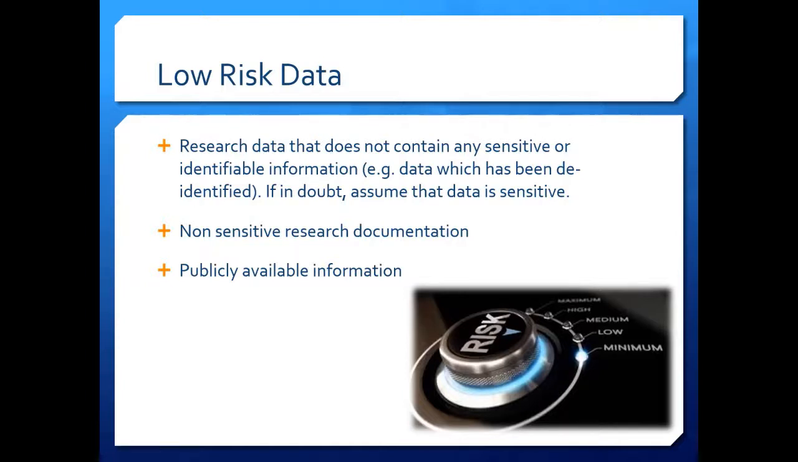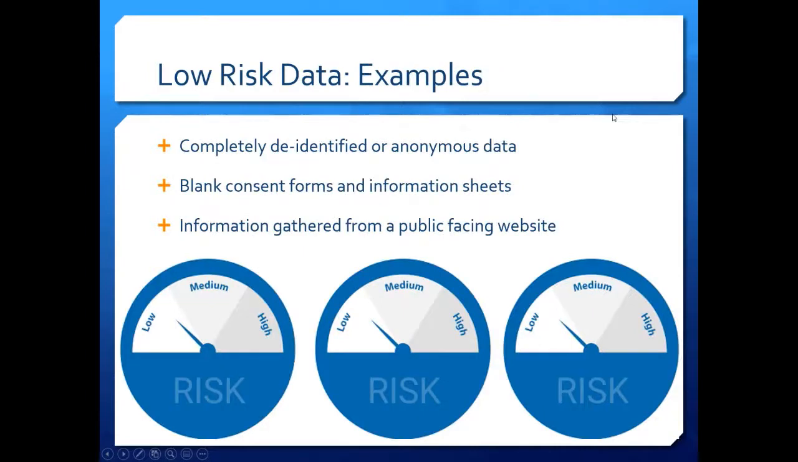And so in our next slide, you can see we talk about low, medium, and high risk data. So the next slide is low risk data. We provide some examples of that, so things that don't contain sensitive or identifiable information. Also, if in doubt, assume that data is sensitive. That information is all over our tools. So we provide some examples of low risk data, such as completely de-identified or anonymous data, depending on its content, blank consent forms and information sheets, public facing information, all very low risk.